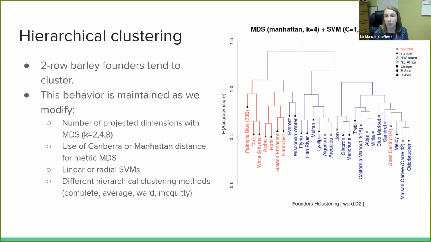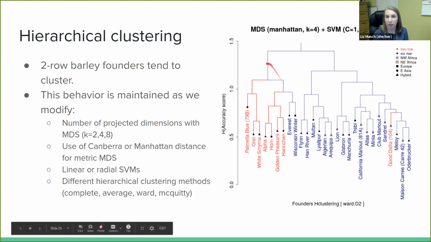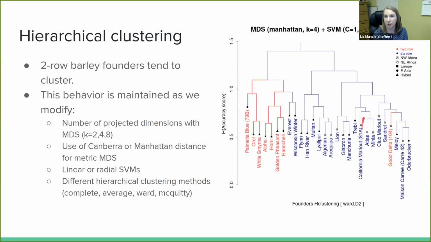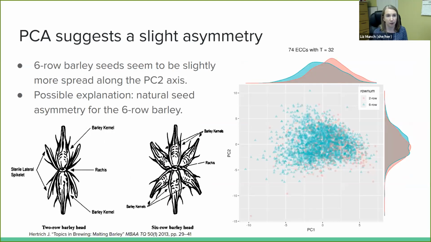So right now, everything that's red on my screen, which is this plus that guy, are all our 2 rows, and then our 6 rows are all the rest of them. That's probably most of the shape that we're picking out, at least with this particular method. This behavior is pretty stable in terms of messing around with number of dimensions and different choices of metrics and all sorts of other options. And so this is pretty stable for a first pass.